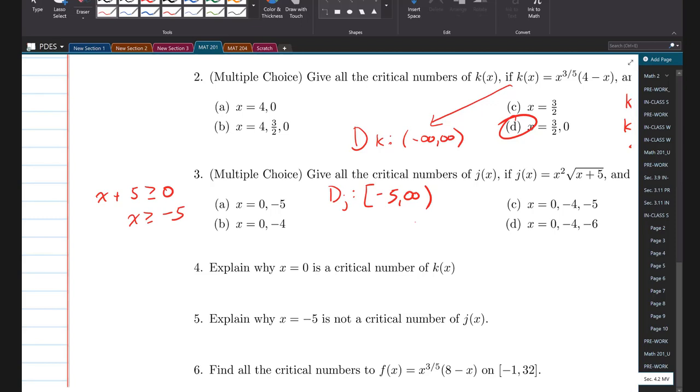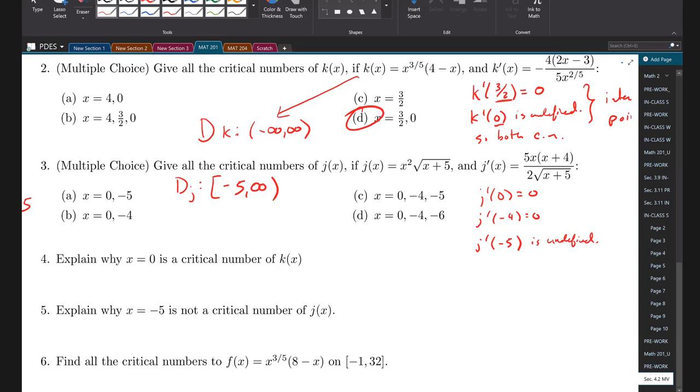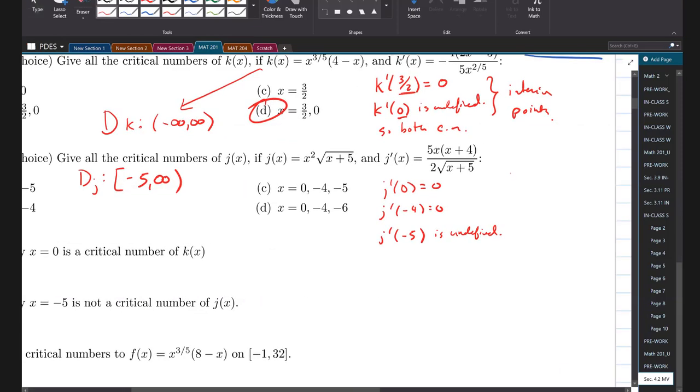Great, so there's our domain. When is the derivative 0? Well, j prime of 0 equals 0, and j prime of -4 equals 0. That's where the derivative is 0. And what is j prime of -5, folks? It's undefined, right? Anyone have any questions on that? But which of these are critical numbers? Only x equals 0 and x equals -4 are critical numbers.